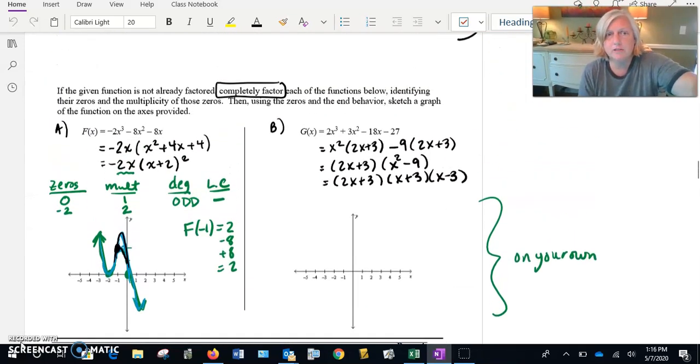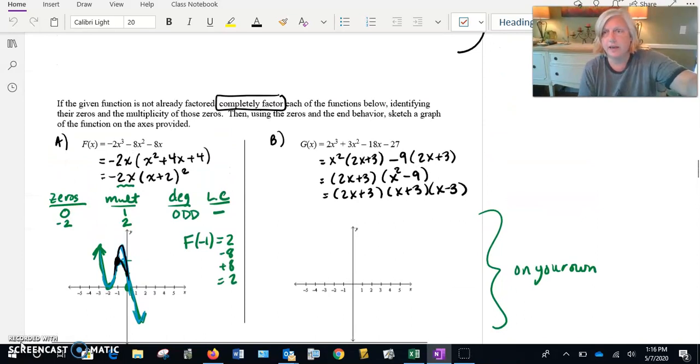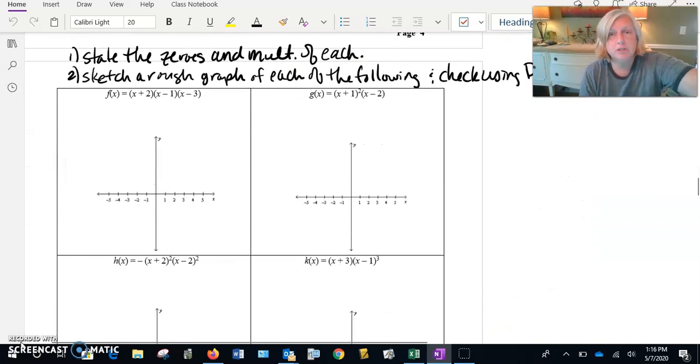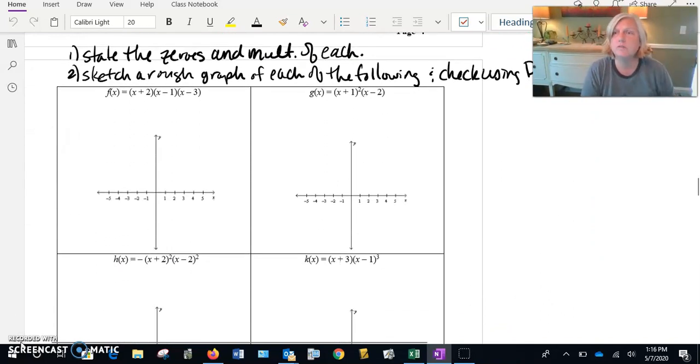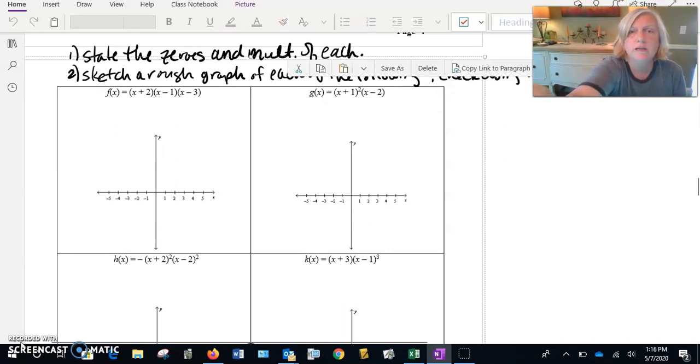Now, the techniques I used up here, I just did a GCF and a quadratic factoring. In B, I did a factoring by grouping. And remind you, I could throw in a synthetic division in there somewhere on this. But what I want you to do for each of these is just do a rough sketch. Using the end behavior, sketch the zeros and multiplicity. I did that as 1.